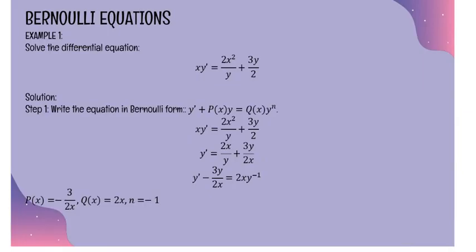So, may dala dito example. Let me just discuss how it is being calculated. So, for number 1, you have to solve for the following differential equation. The differential equation is xy prime is equal to 2x squared over y plus 3y over 2. So we have to follow the steps that I introduced in order to come up with the general solution.